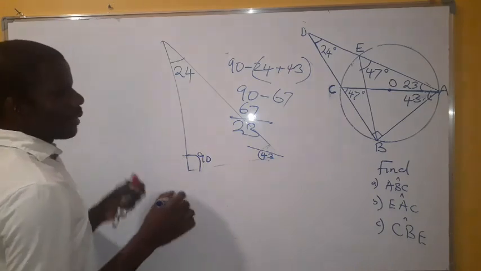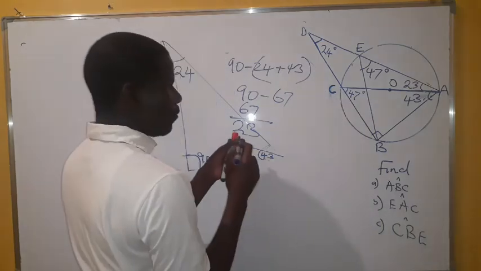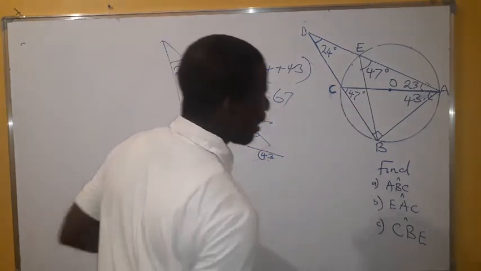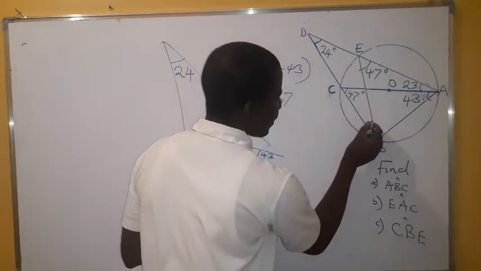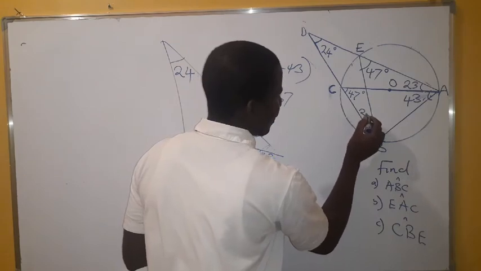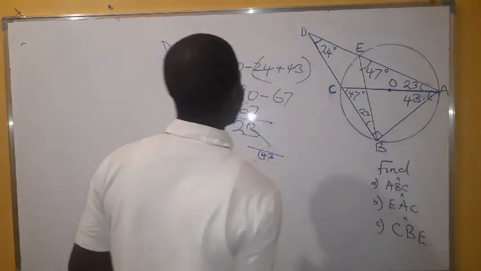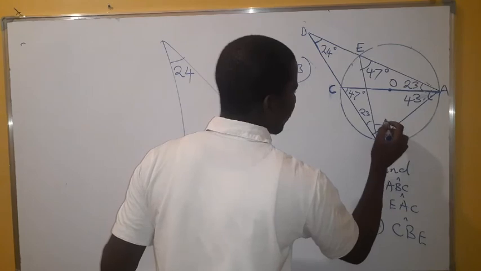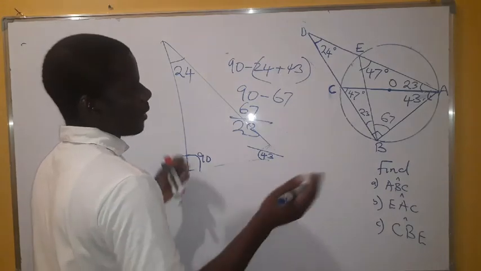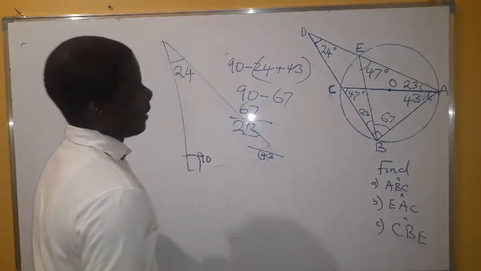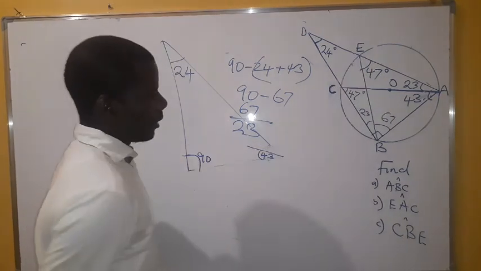Yes, that is 23. And if this is 23, you should know that from the principle of angles in the same segment, this is 23. Then also, this one here is 23. If this is 23, we are saying the whole angle here should add up to 90. Then this one is 67. I think I've done what is supposed to be done here. The rest of this, if you need this one, you subtract it from 180.